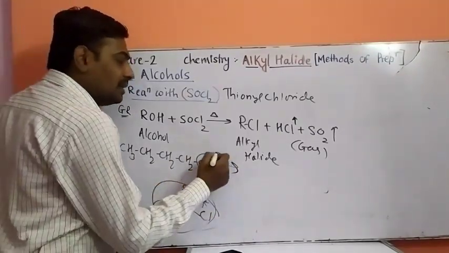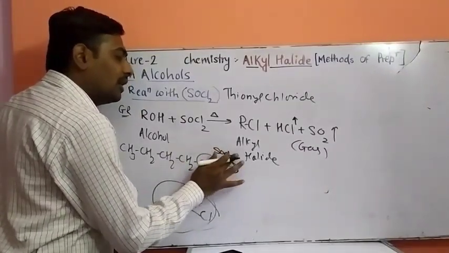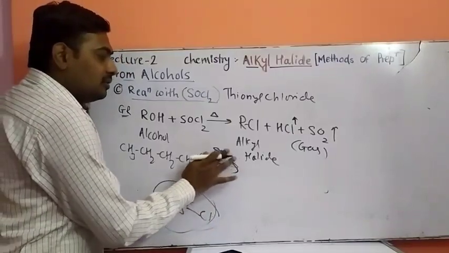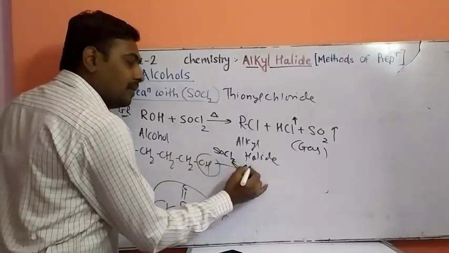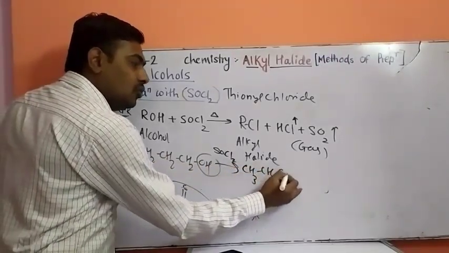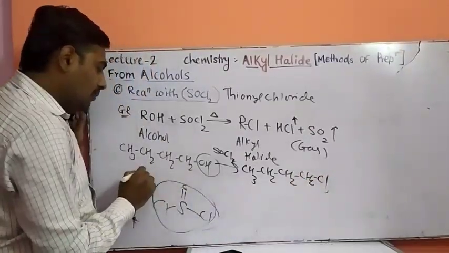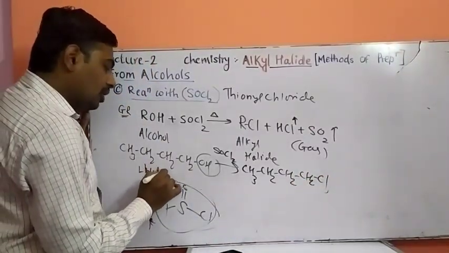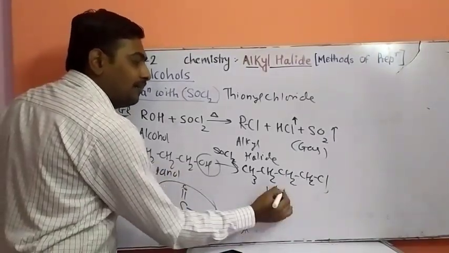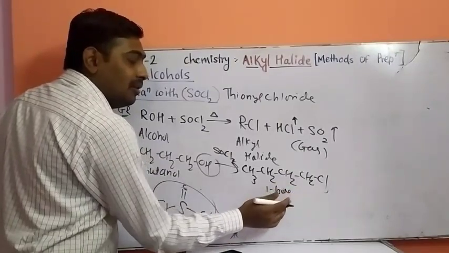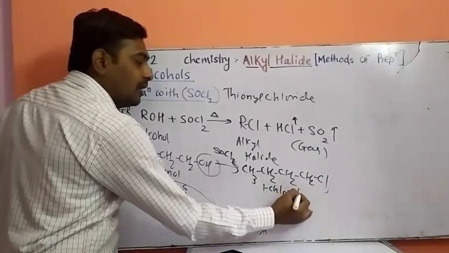1-butanol is reacted with SOCl2, that is thionyl chloride. So what does it give? It gives alkyl halide, that is, OH is substituted. So what does it give? CH3CH2CH2CH2Cl. So this is 1-butanol, and the reagent is thionyl chloride. 1-butanol is converted into 1-butyl chloride, or according to the IUPAC name, 1-chlorobutane.